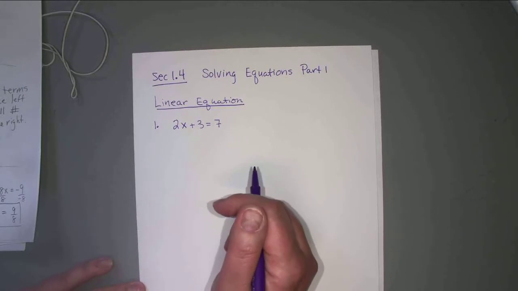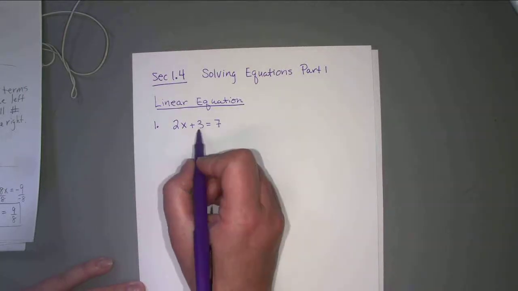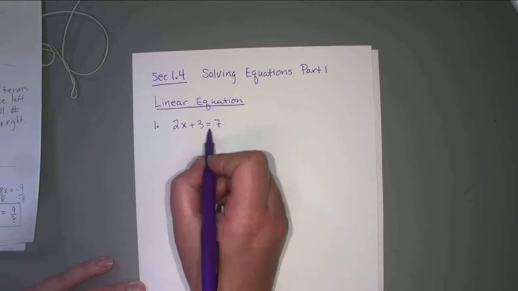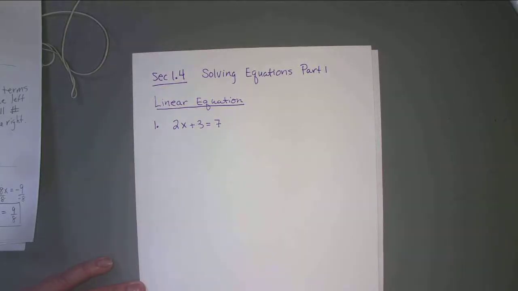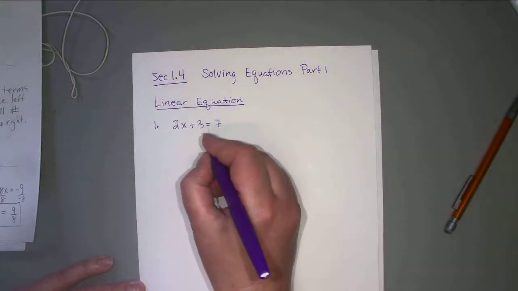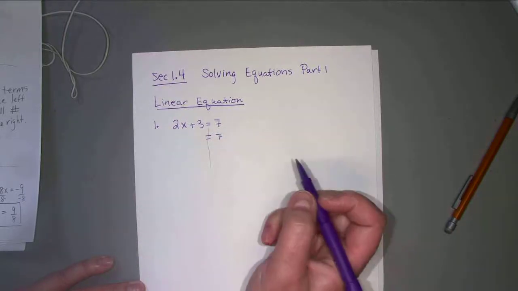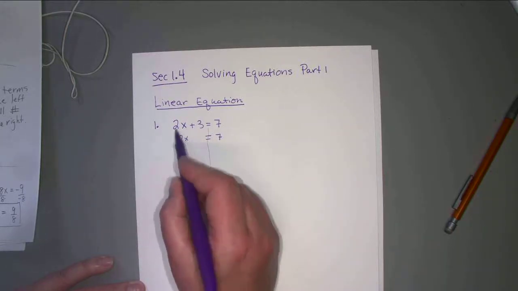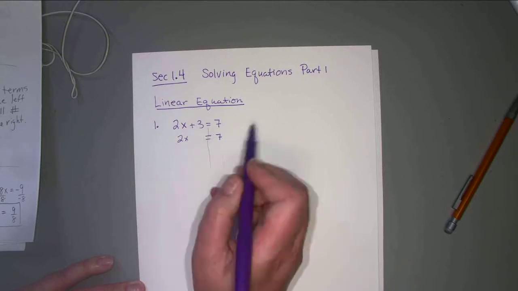To solve the equation, we want to isolate the x, which means to get the x by itself on one side of the equal sign. So you can think of this equal sign as like a wall. You're going to keep the 7 on that side of the equal sign and the 2x on this side because we're trying to isolate the x. We want the 3 to be on the other side.